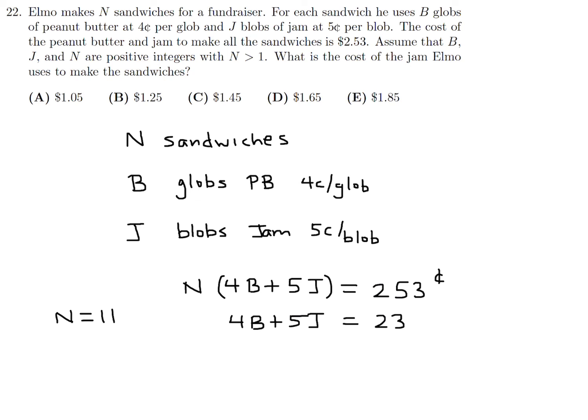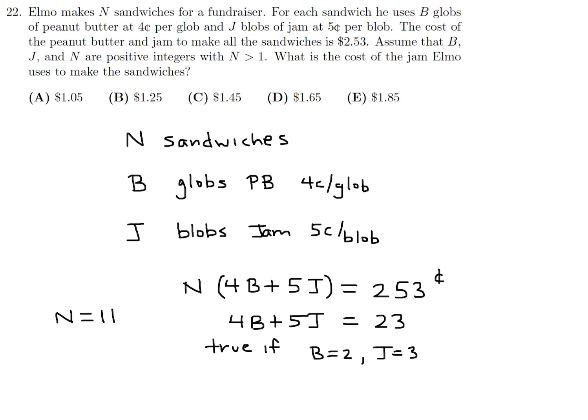Now this will be true if you have integer values for B and J as follows. If B equals 2 and J equals 3, you'll get 8 plus 15, and that is indeed equal to 23. So there you go, just by inspection. That's really the only way, since we only were given one equation.